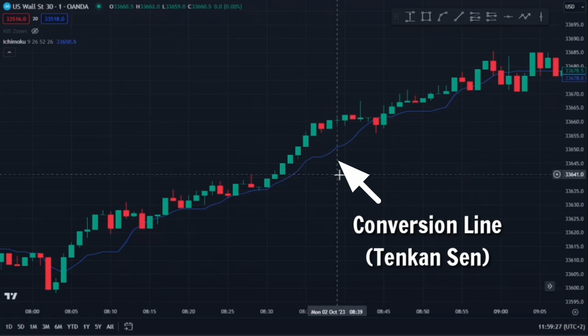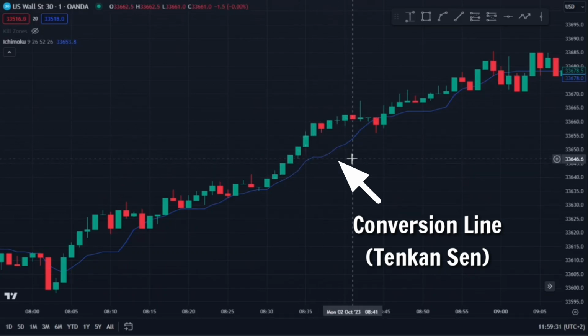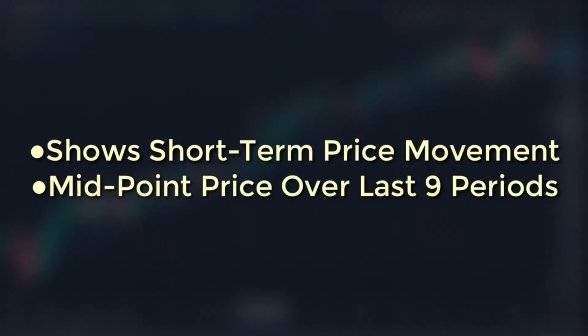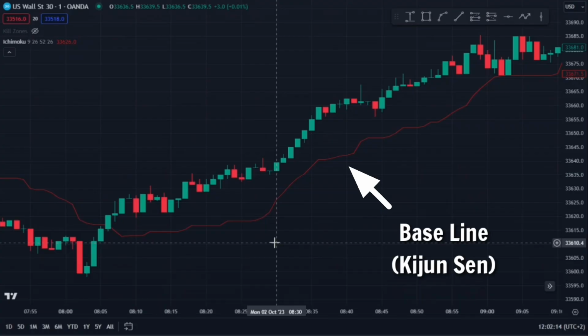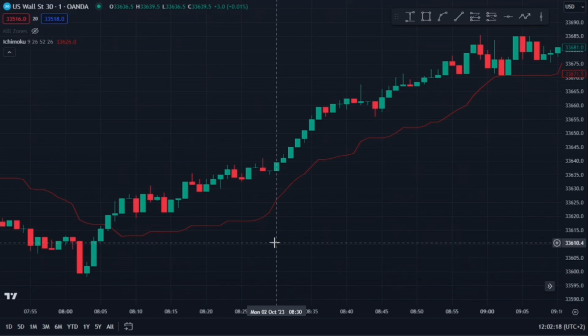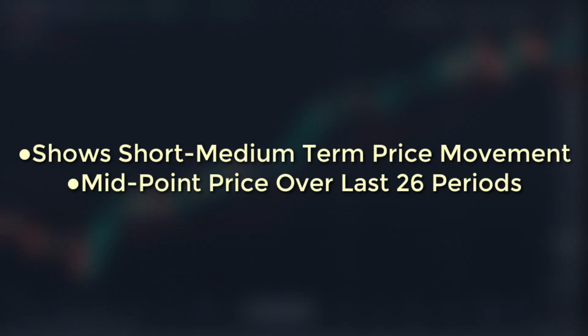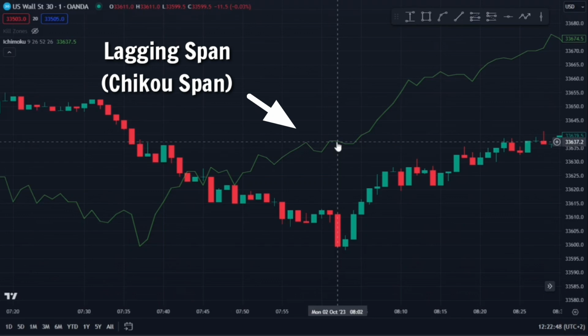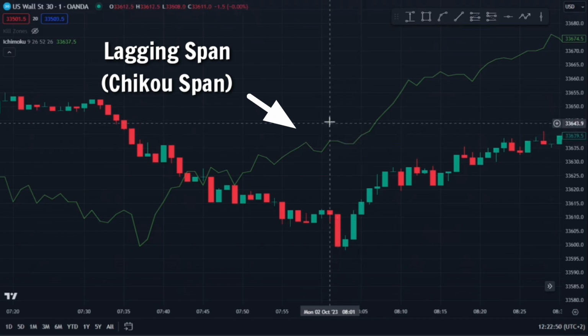So the first line that we have here is the blue line, which is the conversion line, also known as the Tenkan Sen. Now this line shows short-term price movement, and on its own it is the midpoint price over the last 9 periods. The second line that we have here is the red line, which is the baseline, also known as the Kijun Sen. Now this line shows short to medium term price movement, and on its own is the midpoint price of the last 26 periods.